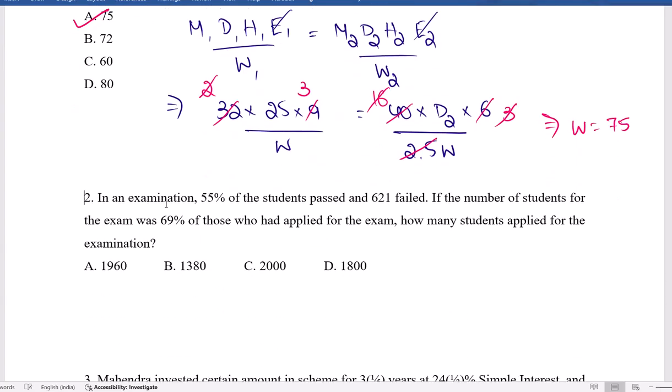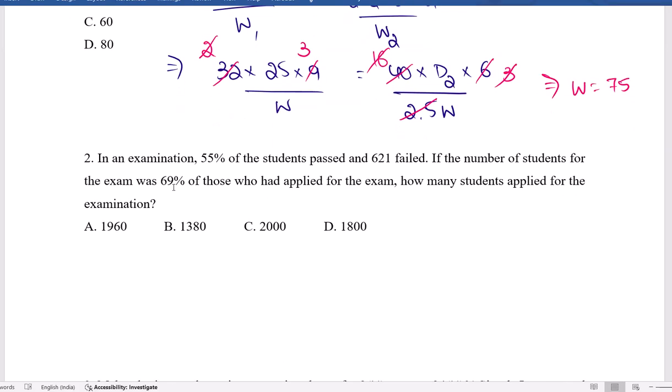Percentages related question. 55% of students passed and 621 failed, sorry. So which indicates this is 45% are failed. Okay, but among attempted, right? So there will be total how many applied, how many attempted. The number of students for the exam are 69% of those who applied.